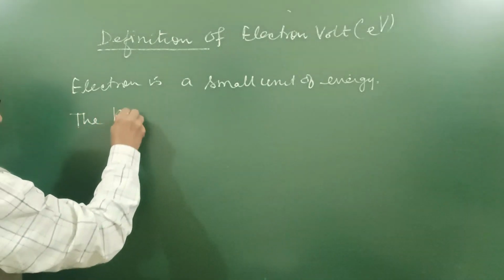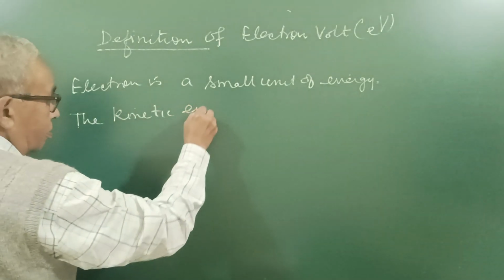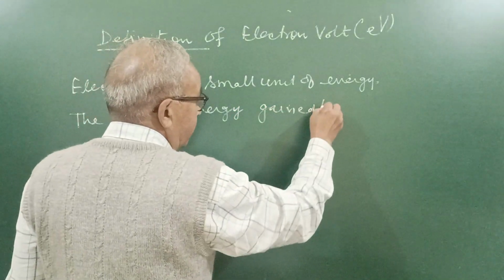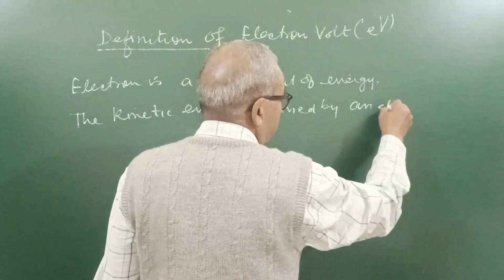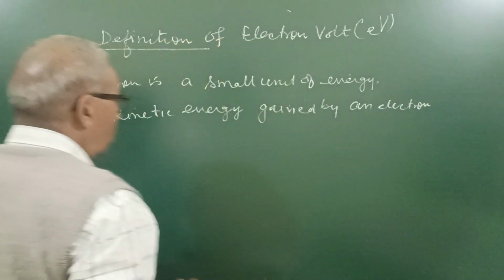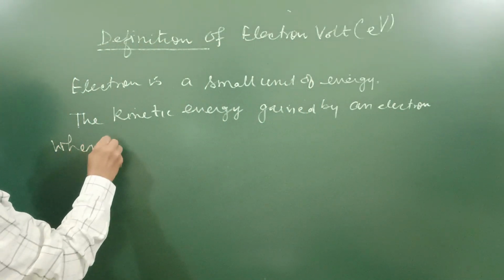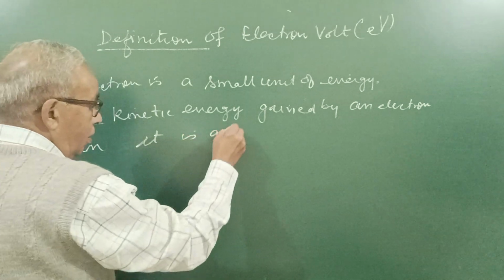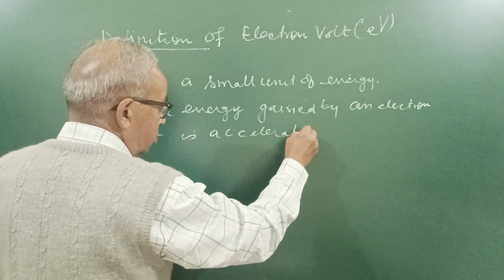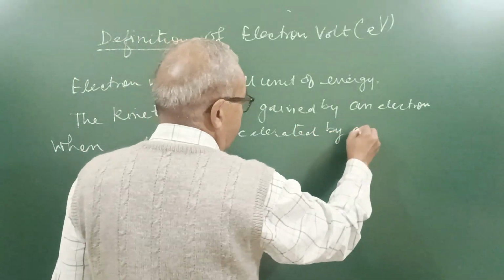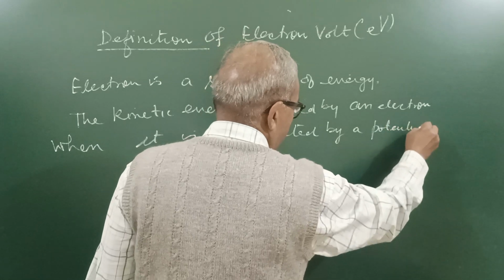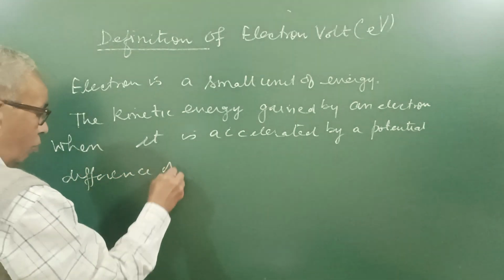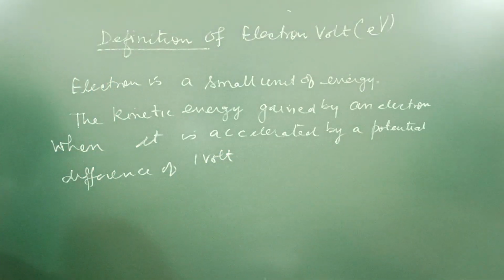The kinetic energy gained by an electron when it is accelerated by a potential difference of 1 volt.